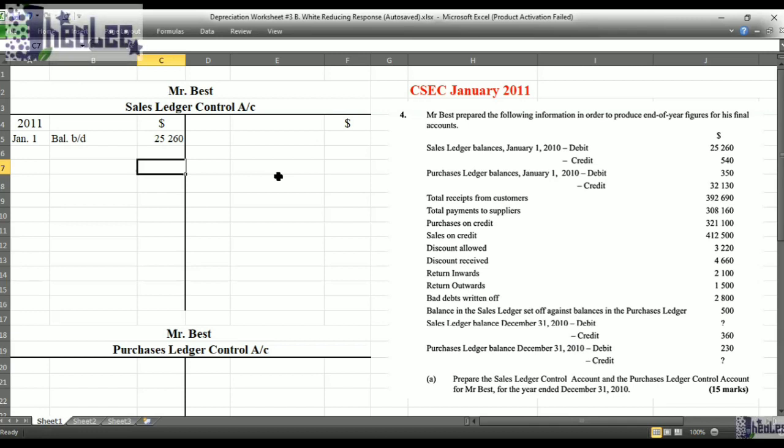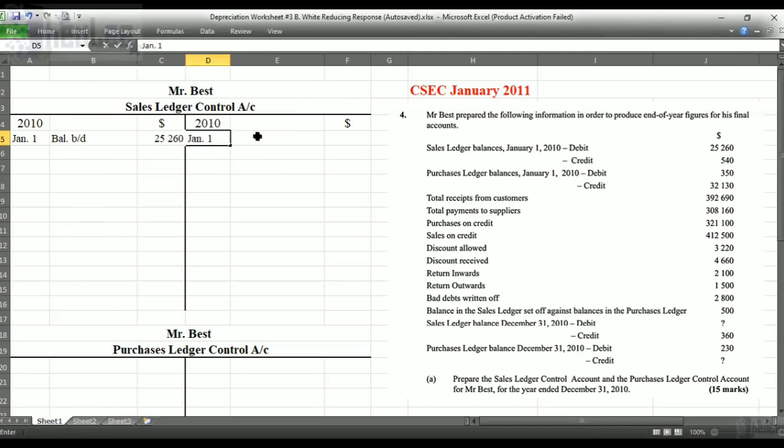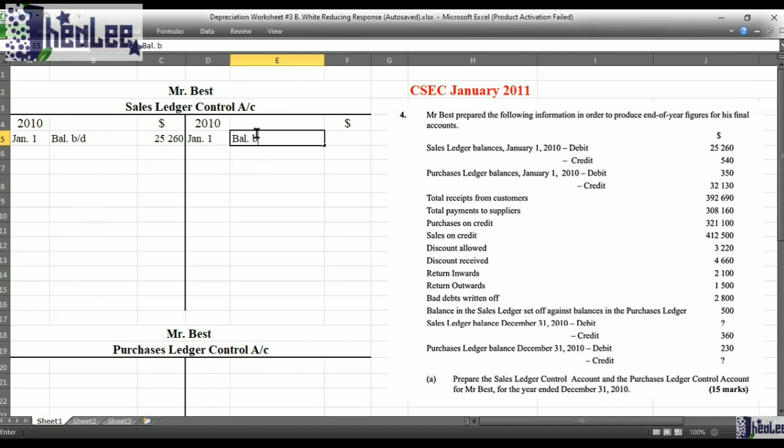Once you're doing opening balance, whatever the question indicates, that's the entry that you're going to make. So for the other, which is our credit balance, our date is in fact 2010, the year. So this would be January 1, or details is balance brought down, and the amount, because they have indicated that it is a credit balance, you put this 540 on the credit side. So we're finished with the sales ledger balances.